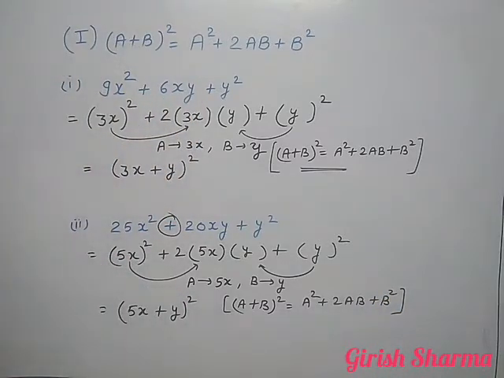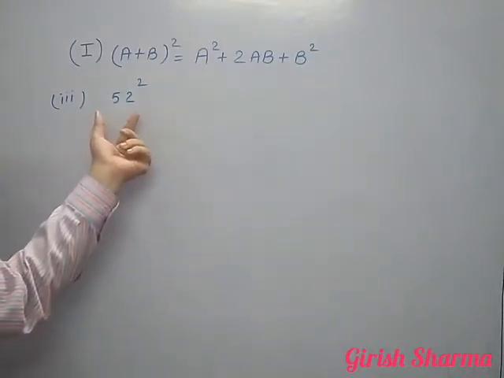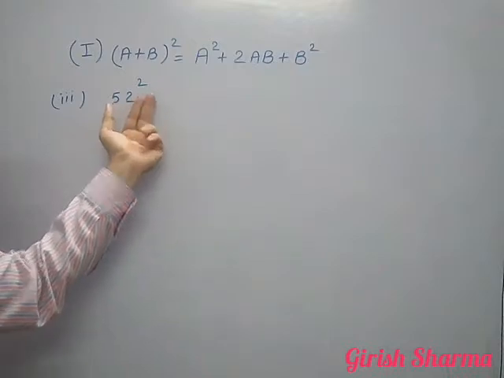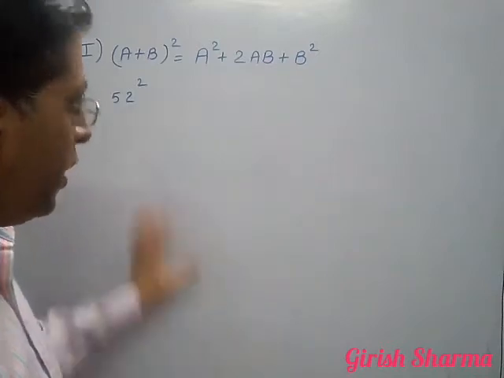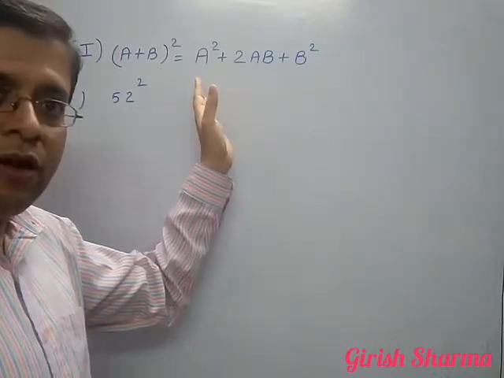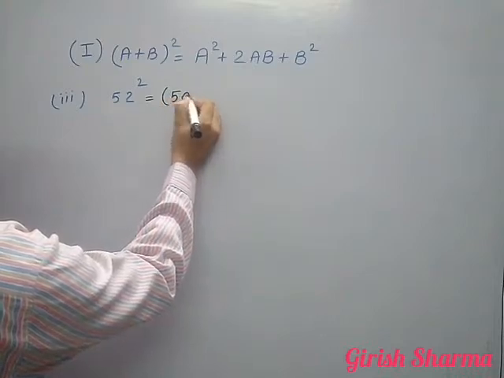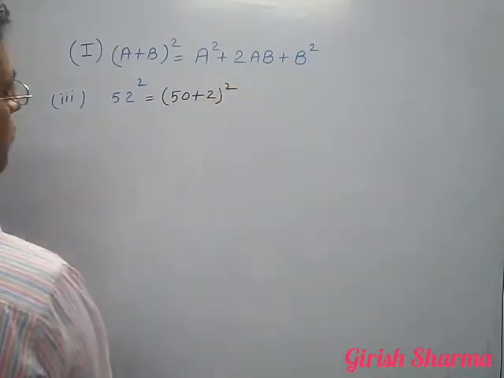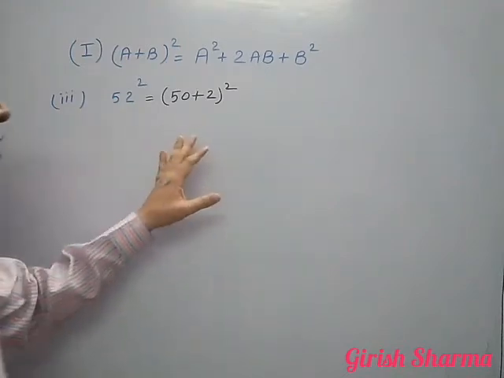Come on, the next question. Identity (a plus b) whole square, a square plus 2ab plus b square. And what is the question? 52 square. You have to find its value with the help of the identity. Directly we can find the value, but in the question it is given that we have to find it with the help of the identity. First of all, what can I do? Can I write 52 in this way? This is okay: 50 plus 2 whole square.